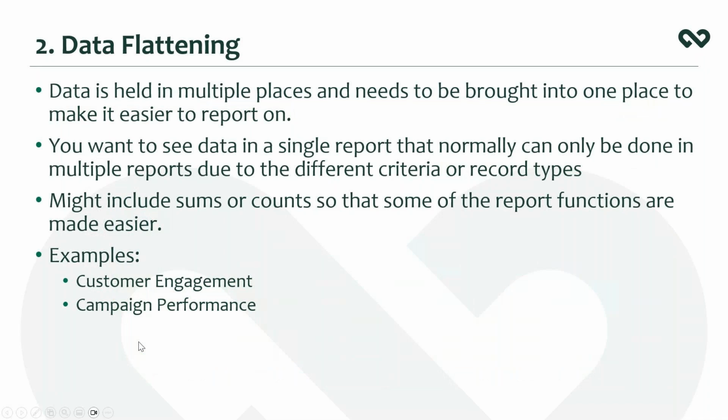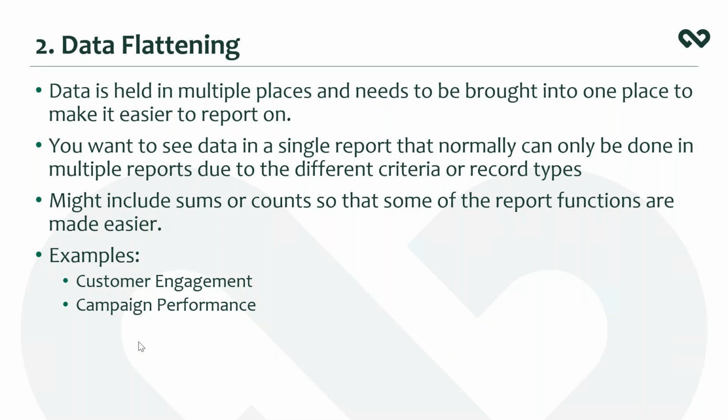Next, we have data flattening. So this is when data is held in multiple different places and needs to be brought into one place to make it easy to report on. A really good example of this is online activity reporting. That's where you can have hundreds or thousands of online activities related to the same record. And when you're doing reports on that, the report is carrying out calculations across every single one of those hundreds, thousands, tens of thousands of online activity records, which can often slow down a report.